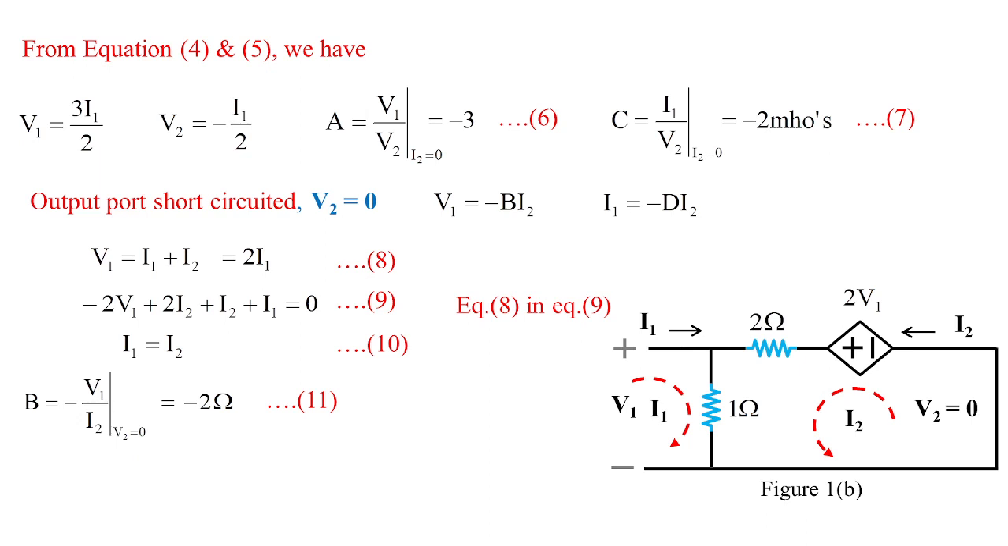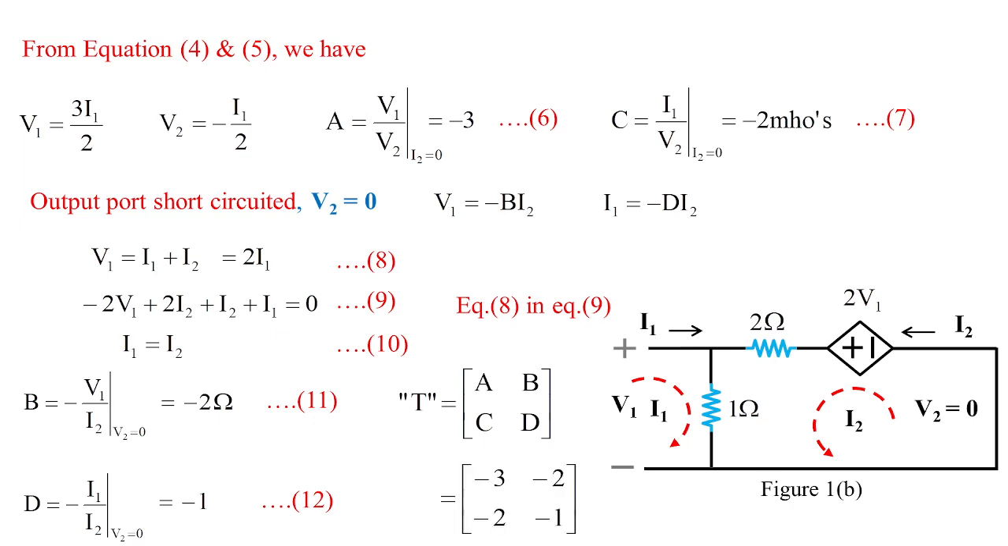After framing this equation 11, also we can obtain the value of D, which is equal to minus I1 by I2 at V2 equal to 0, whose value will be equal to minus 1. Okay. So after equating all these equations to some numericals, the transmission line parameters, which are nothing but ABCDs, are obtained to be minus 3, minus 2, minus 2, and minus 1.